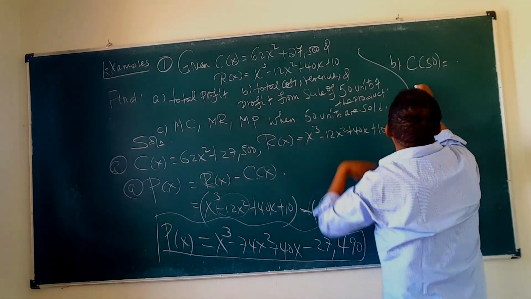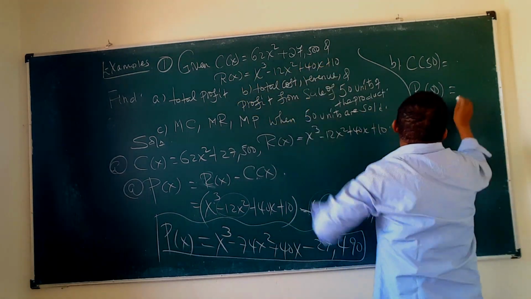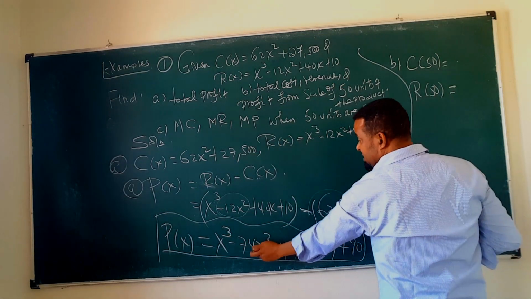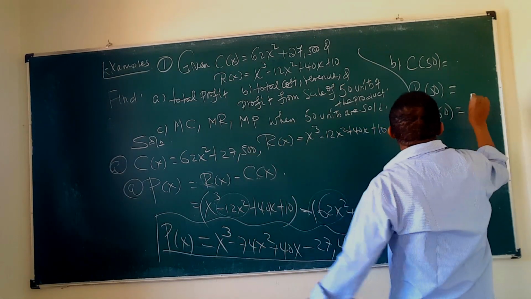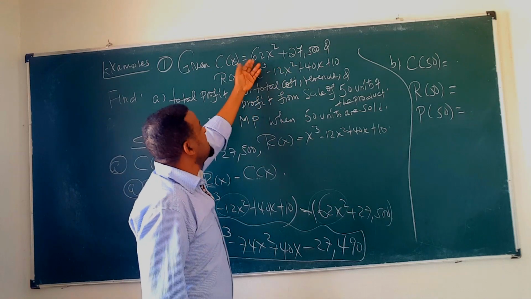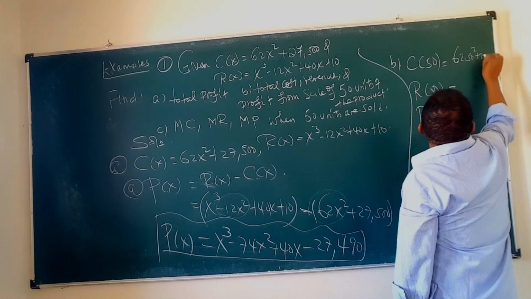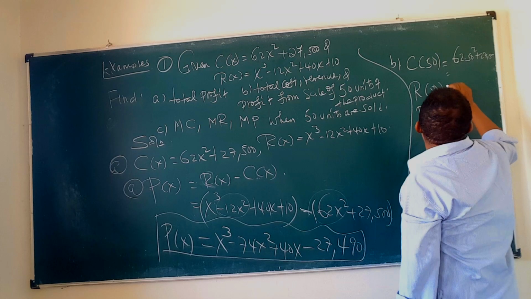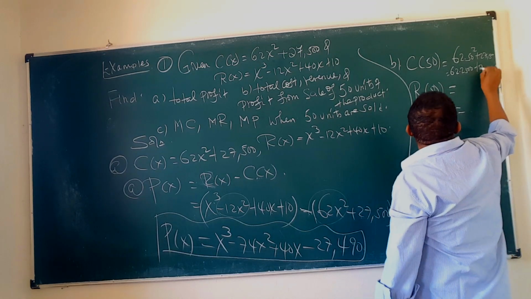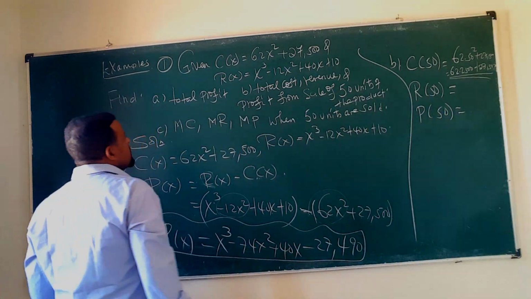Calculate that. And what is the total revenue when 50 units are sold? So R of 50. Insert 50 in the revenue function in place of x and calculate it. And find the total profit from the sale of 50 units. We found the profit function here, so P of 50, insert 50 in place of x and calculate. For example, the first one is 62 times 50 squared plus 27,500.